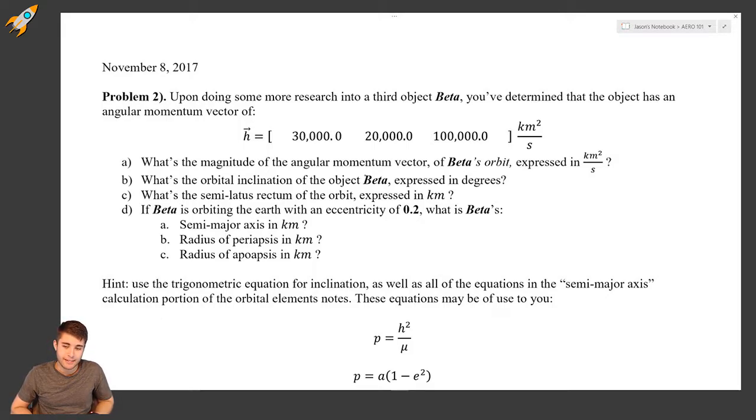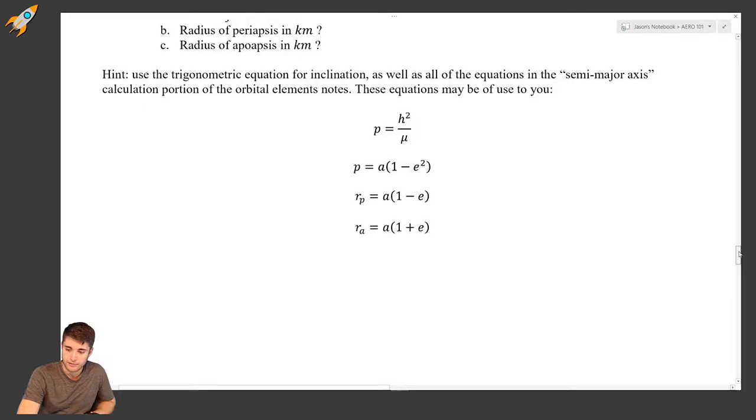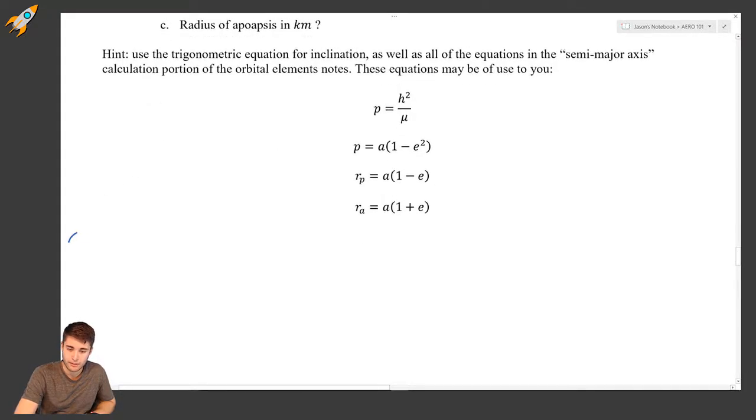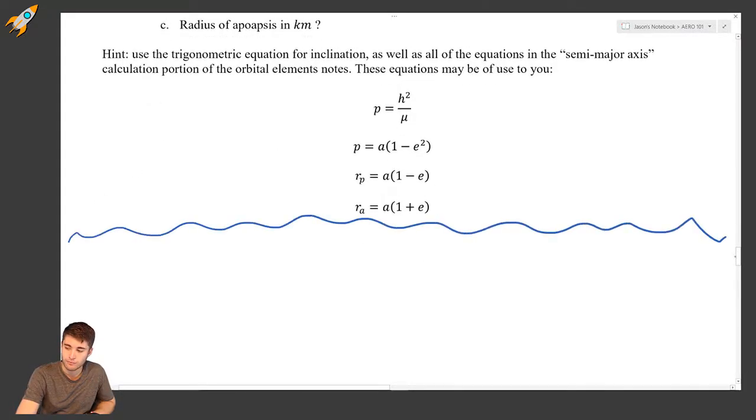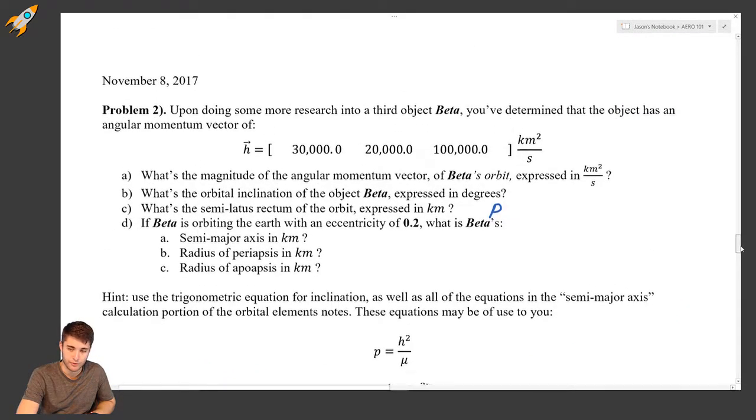3, what is the semi-latus rectum of the orbit, which is, again, a parameter that defines how far you're going to shoot out from your periapsis. We define this to be lowercase p. If beta is orbiting the Earth with an eccentricity of 0.2, so now we're given eccentricity, then we're going to calculate a few things, like semi-major axis, radius of periapsis, and radius of apoapsis. I give you a ton of hints down here as to what equations to use, and we're going to use those, but we don't need to go over them right now because I will show you in the process.